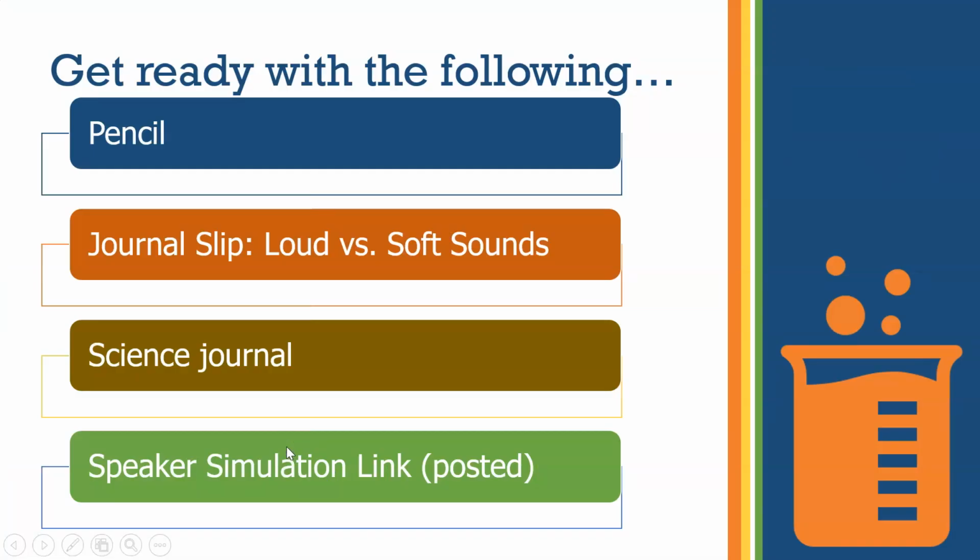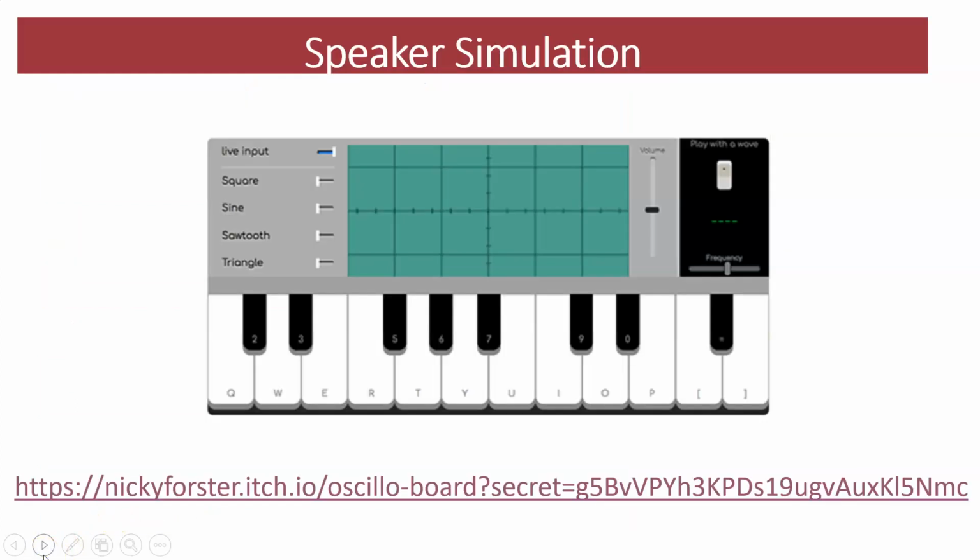So, grab your pencil, your journal slip, your science journal, and you'll need this speaker simulation link that's posted on Schoology. Now here's a simulation that we're going to be using, and it's actually going to graph the motion of a speaker like the truck speaker when it's making sounds that we create by pressing keys on the piano. It's actually telling us how far back and forth it's moving when we play these different sounds. Pause the screencast, find the simulation link on Schoology so that you can navigate along with me. I'll give you a moment to get set up.